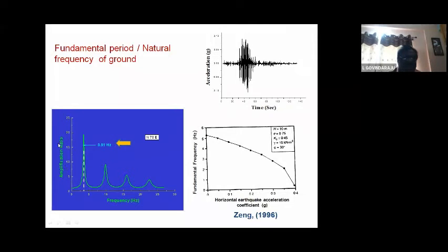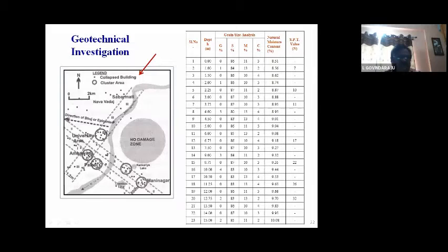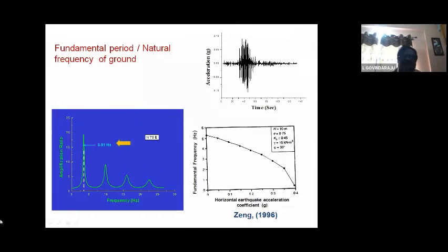So this is the amplification ratio, and this is the frequency distribution. Once you use this program, it gives you the distribution of amplification over a range of frequencies. You can notice maximum amplification of ground motion parameters at a frequency of around 3.51 hertz. So this was the natural frequency of the ground in Ahmedabad city. In this region, the natural frequency was around 3.51 hertz.